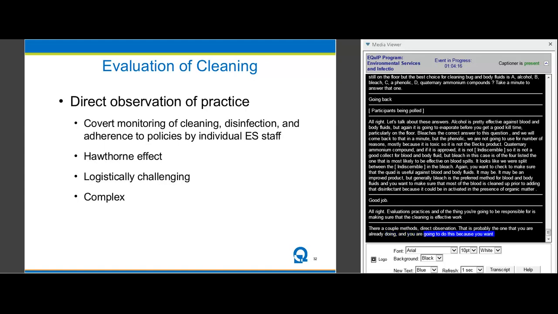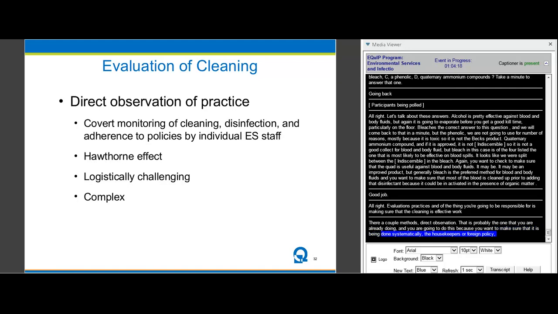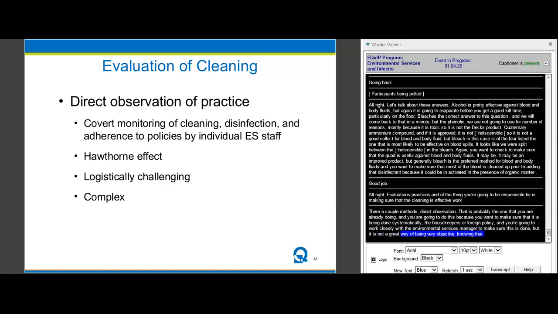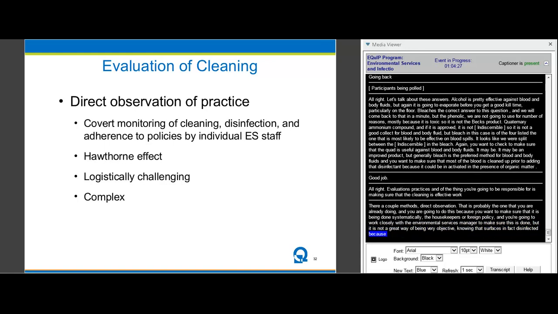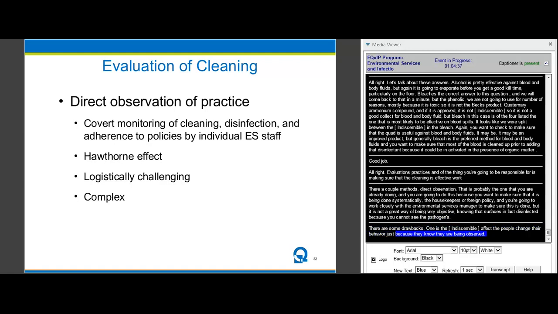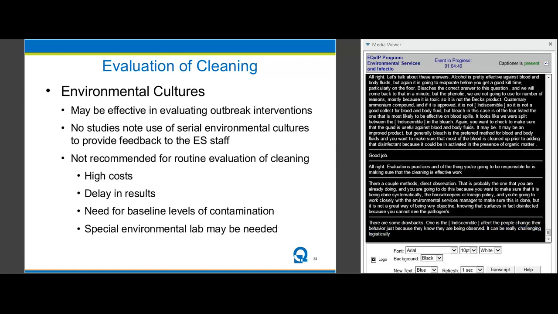But it's not a great way of being very objective. That is, knowing that a surface is in fact disinfected, because you can't see the pathogens. So there are some drawbacks. One is a Hawthorne effect. That's where people change their behavior just because they know that they're being observed. It can be really challenging logistically to be taking notes on all those surfaces. It's just a really complex process, so it's not the best way to do an objective evaluation.